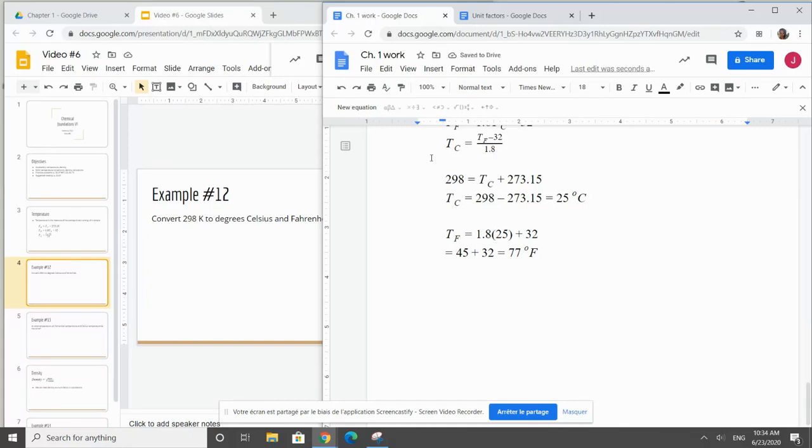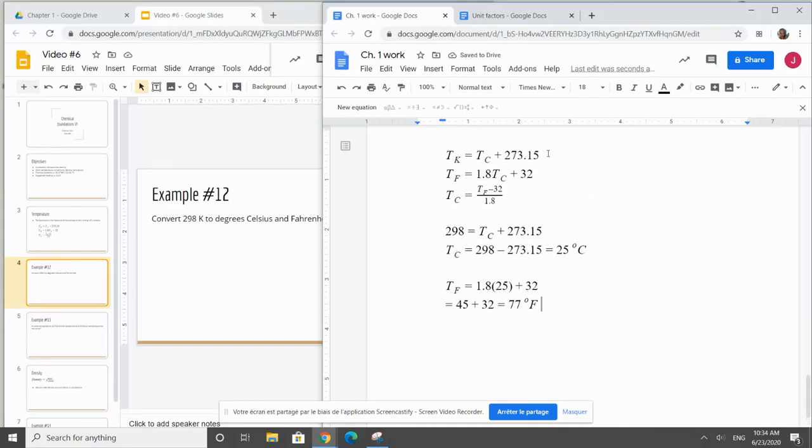Because the relationship between Kelvin and Celsius is an addition relationship, you may have a different number of significant figures between Kelvin, Celsius, and Fahrenheit. Celsius and Fahrenheit will almost always be the same, though.